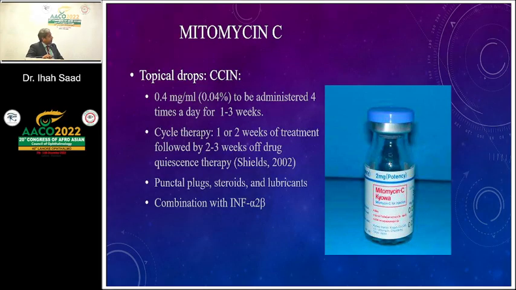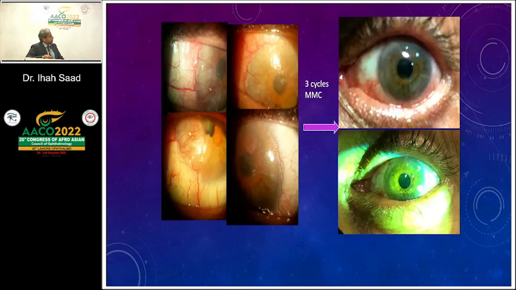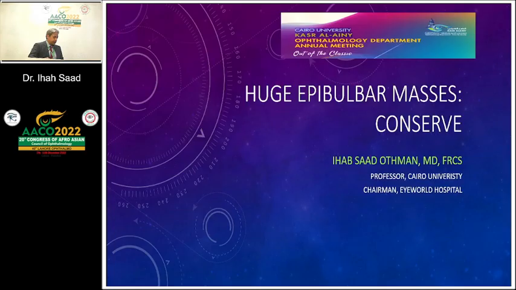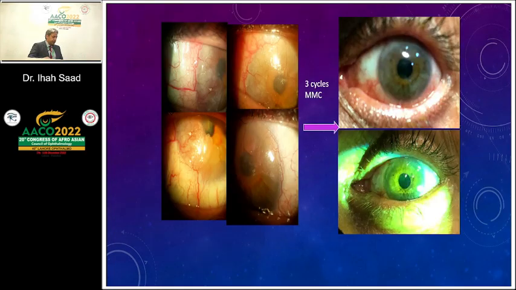Mitomycin here, think about it, because it's really, really efficient in a dose of 0.4 milligram per milliliter, prepared as drops, and we give it over cycle therapy, 1 or 2 weeks of treatment, followed by 1 or 2 weeks off. Many cycles have been described in the literature. Think about plugging the punctum, giving some steroid and preservative-free drops, and maybe combining with interferon alpha-2. After 3 cycles, you can see the magnificent regression of the tumor from the cornea, and the patient had only residual fibrous tissue over the conjunctiva.